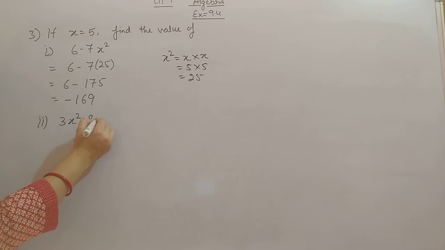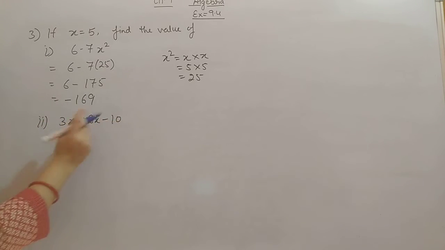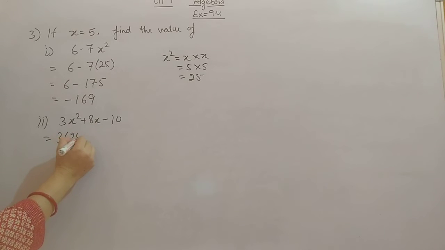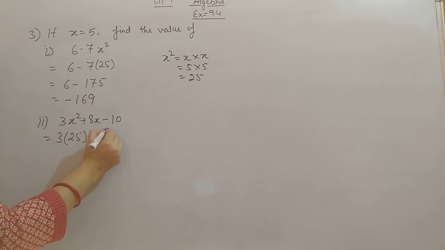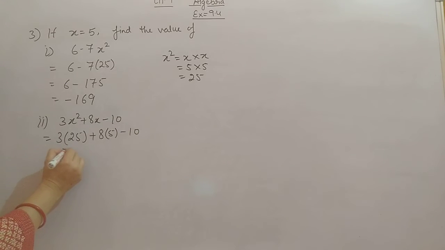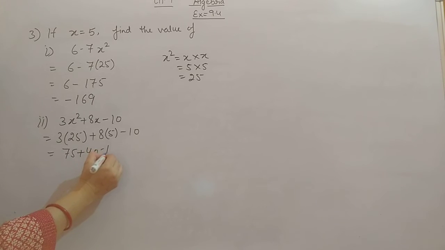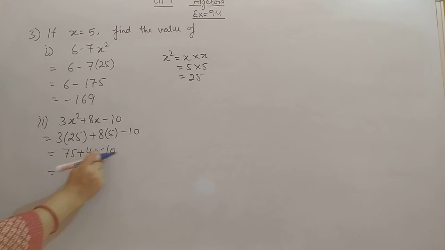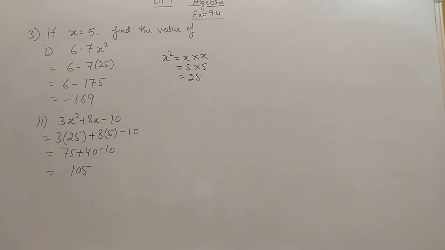Second part, 3x square plus 8x minus 10. Same value we have to substitute here, 5. So 3x square, already we have calculated, 25, plus 8x, value is 5, minus 10. 3 into 25 is 75, 8 5 40, minus 10. So 75 plus 40, 115 minus 10, 105 is the answer.